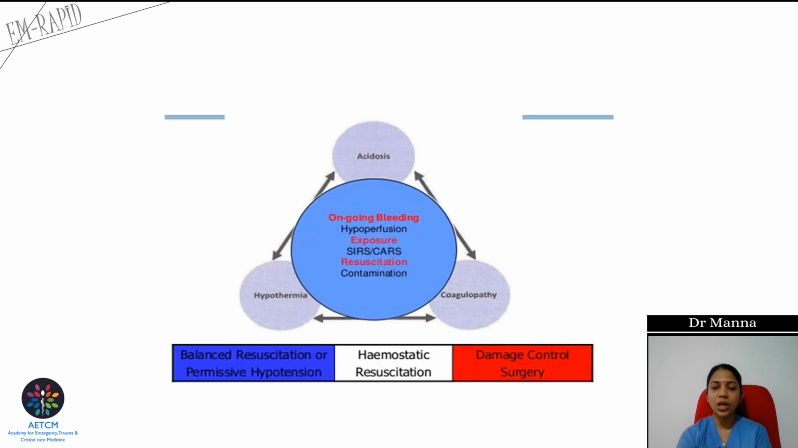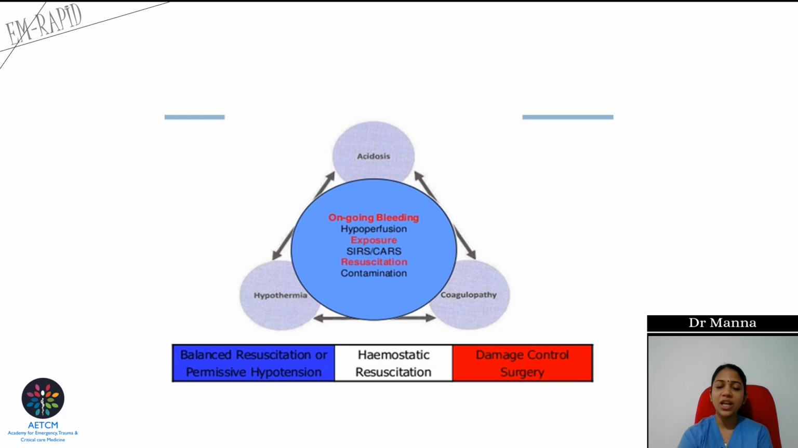So this was all about balanced resuscitation. We should prevent the lethal triad, that is acidosis, hypothermia and coagulopathy, by practicing balanced resuscitation. That means we will be giving only adequate fluid in order to target a MAP between 50 to 60, and make sure that it is not practiced in traumatic brain injury.